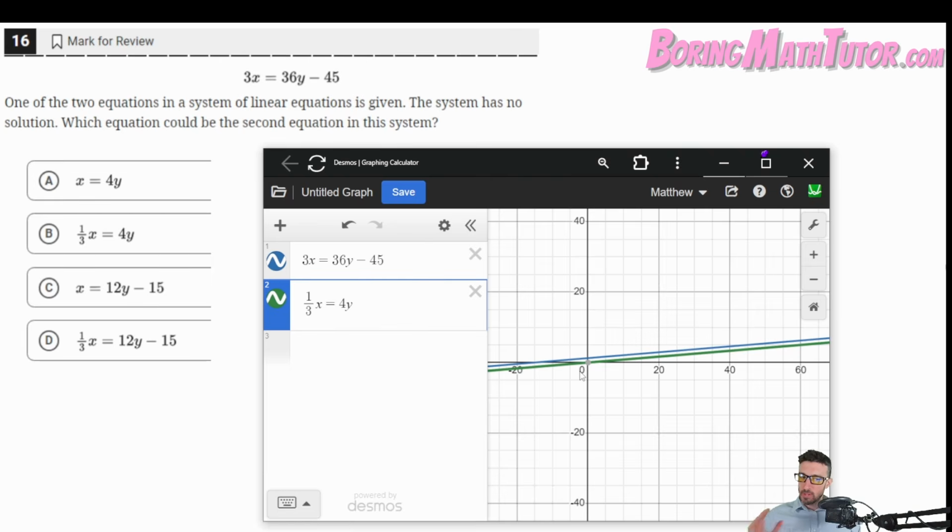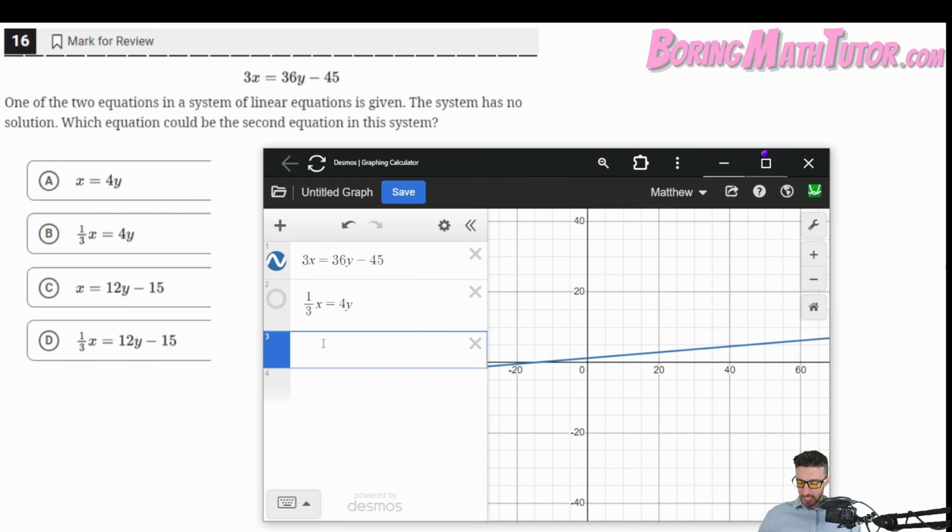Now, you got to be a little careful. It does look like it's parallel here. They could have potentially thrown one that looks parallel but isn't exactly parallel. So technically, you kind of want to keep typing in the other answer choices just to be sure. But when you look at these, they are actually the same line. So that's not no solution, that's infinite solutions. So that's not our answer.